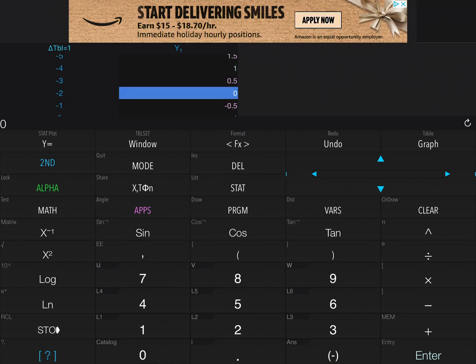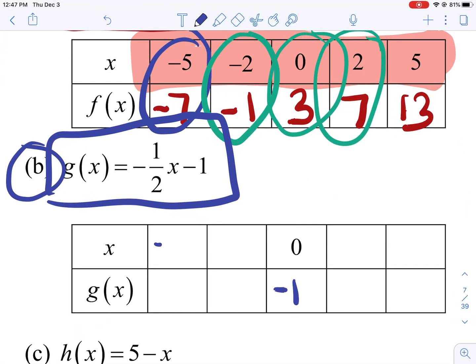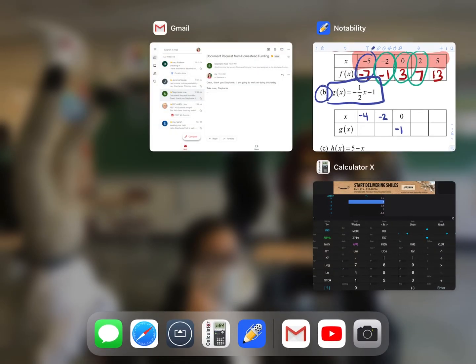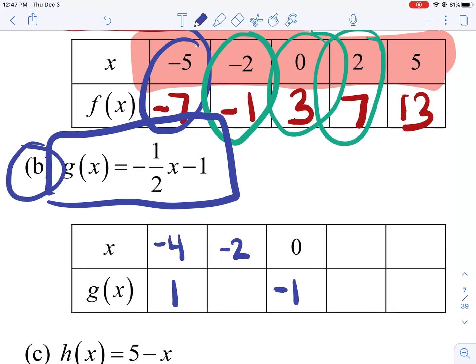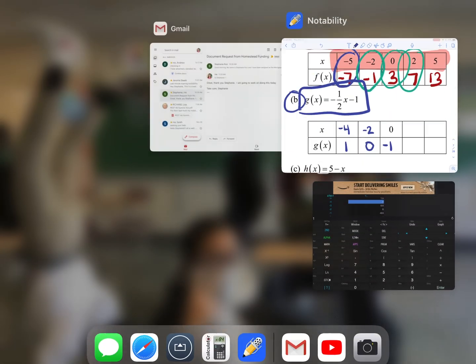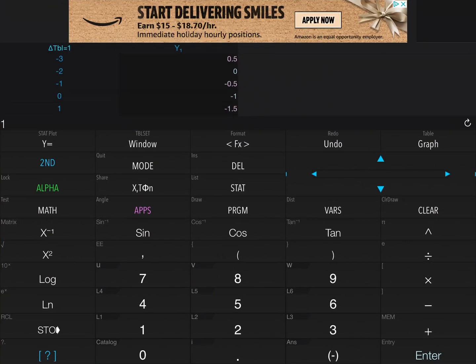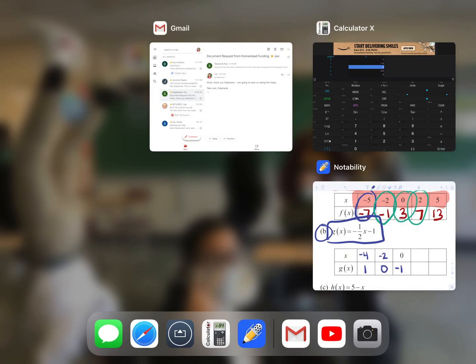So -2 goes to 0, and -4 goes to 1. So -4, -2. Oops, I don't want to write them wrong for you guys. -4 goes to 1, and -2 goes to 0. And then let's pick some numbers above 0. So I'm going to scroll down my calculator. Again, this would not be a good one to pick because it's a decimal, but 2 goes to -2.